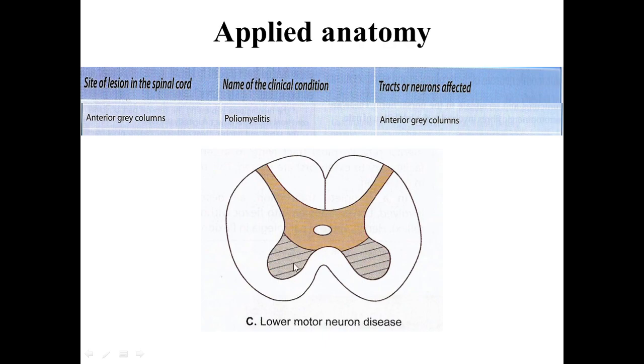Then lesion to the anterior gray column. This usually occurs in poliomyelitis, and this results in lower motor neuron type of paralysis, that is, flaccid paralysis with absent superficial and deep reflexes.